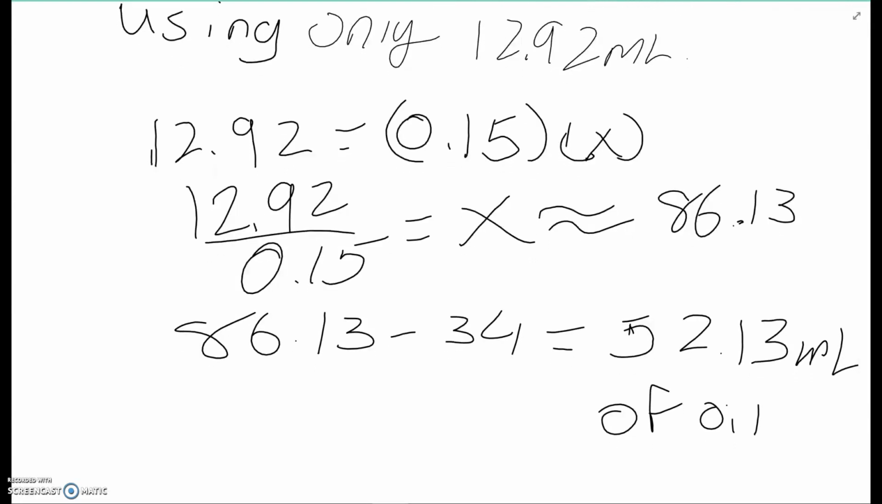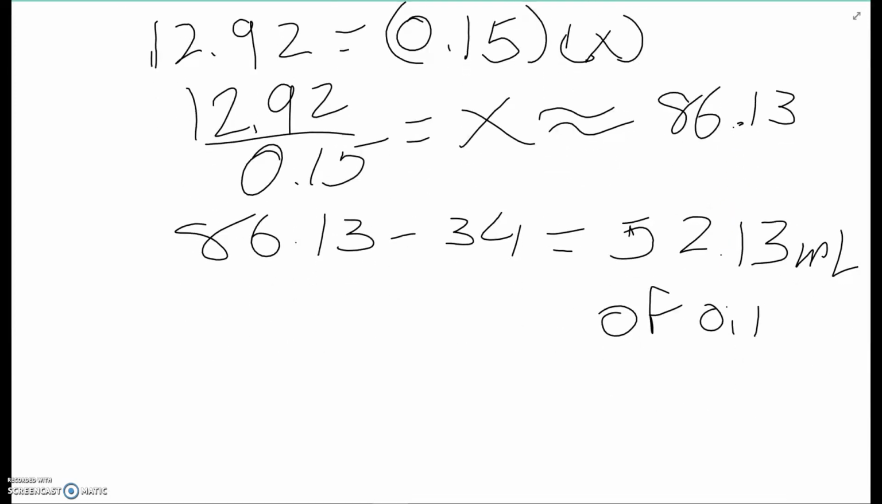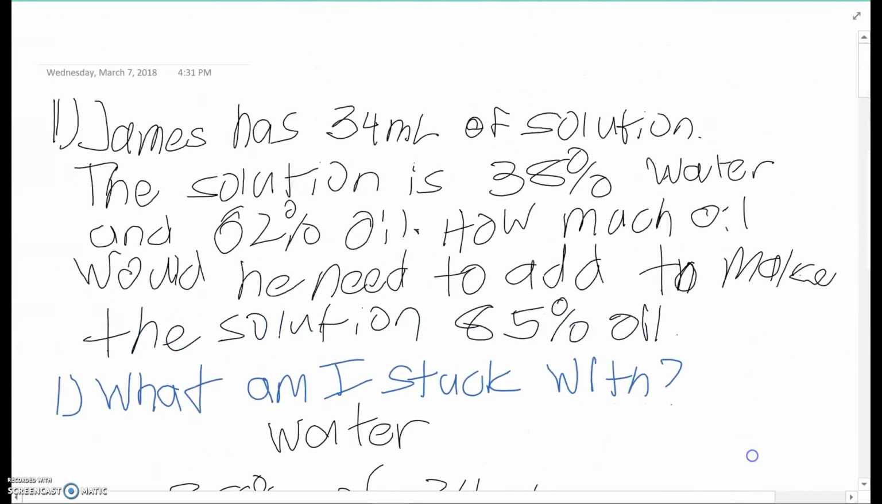And since they're asking me how much oil I would need to add, if I'm going to add to my current 34, it's going to be the oil. So I need 52.13 milliliters of oil, and that would be my correct answer. By adding that much to my current solution, I would get 85% oil. So I know that those are confusing. I hope that this is helpful to you.